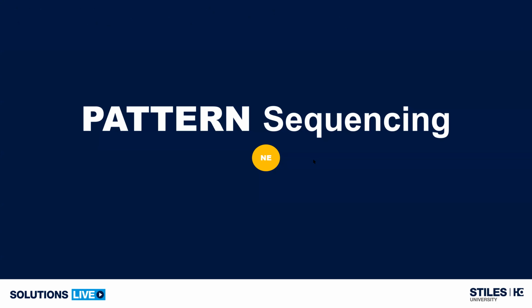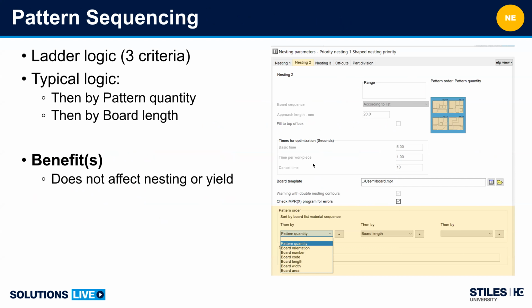Finally, pattern sequencing. Again, in nesting parameters, we have 3 layers of logic. Most of the shops I deal with want to run the highest quantity of pattern first. And then if they do anything else after that, they look at board length. They run the shortest boards first and then work their way out to the longest. That's generally because of the fly cut they have to run to clean up the spoil board. This does not affect your nesting. It does not affect your yield.